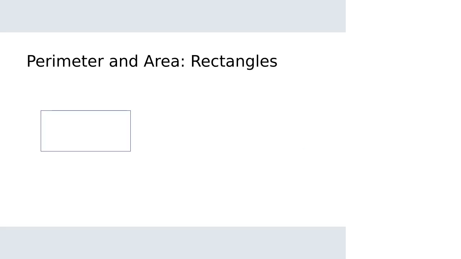Perimeter and area, we're going to start with the rectangle. Now, perimeter we kind of talked about. That's going to be add up all four sides. And we could do a formula for that. With a rectangle, it's typical for us to call this the length and this the width. And so if I wanted the perimeter of this rectangle, well, I could say I have length plus width plus another length plus another width.